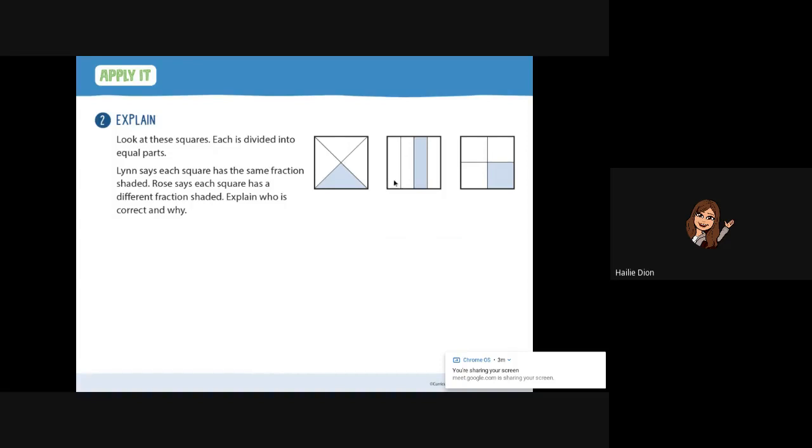Now, for the second square, it looks like we have 4 different rectangles, so it looks like we're going to have the same denominator as this one. And it also looks like we might have the same numerator because, look, we only have 1 shaded.